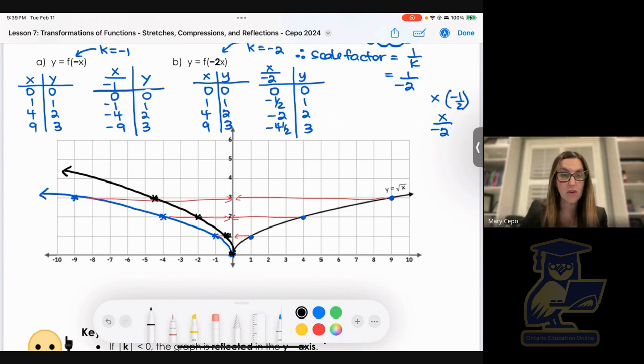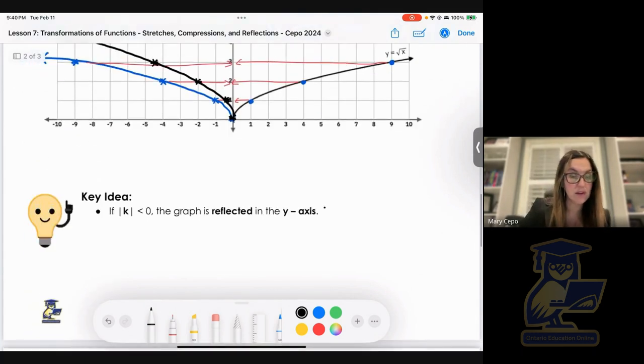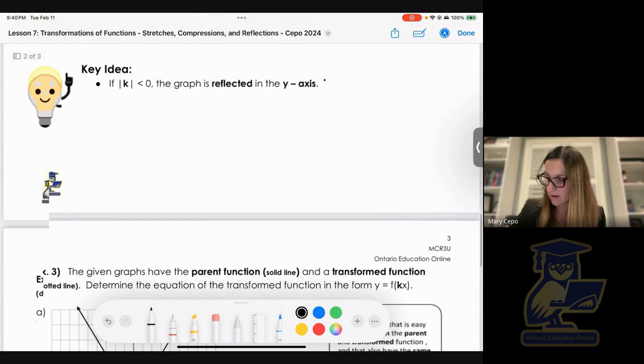Okay, so this graph has been horizontally compressed by a factor of 1/2, and there's been a reflection in the y-axis. So the key idea here is, if k, the absolute value of k, is less than 0, then the graph is reflected in the y-axis. So, reflection right in that y-axis.